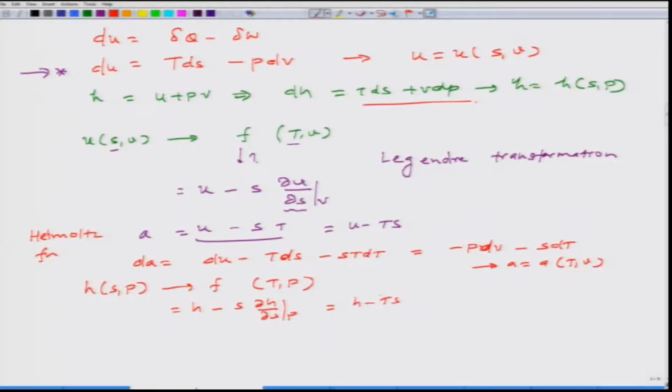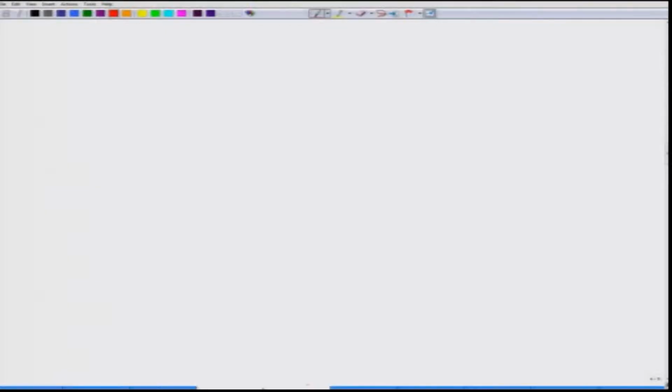Okay. And this H minus TS is defined as G, which we are going to call Gibbs free energy. Okay. We can write the differential form of G as dG is dH minus TdS minus SdT, which is nothing but VdP minus SdT. Okay. So, based on this, we now have 4 different differential forms of energies. Okay. We can summarize this.